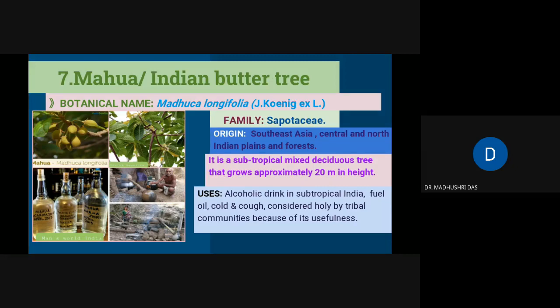It is found in subtropical India. It is consumed as an alcoholic beverage. This tree provides a fuel oil. It is also consumed for cold and cough. In tribal areas, it is considered as a holy tree because of its usefulness.